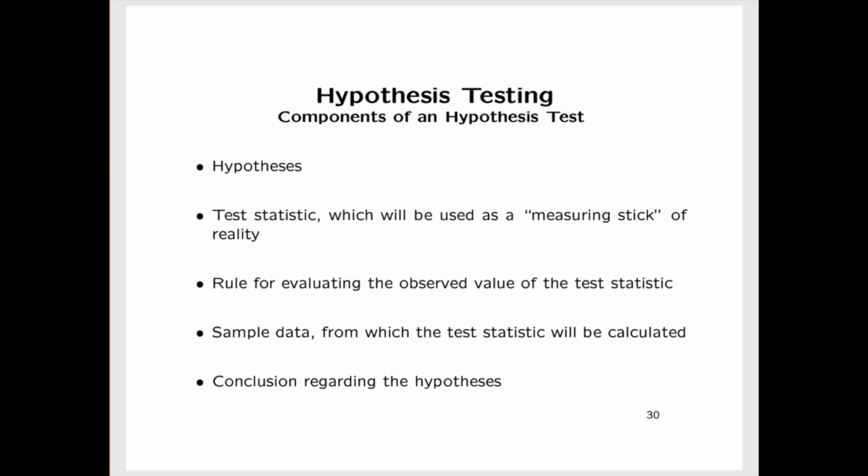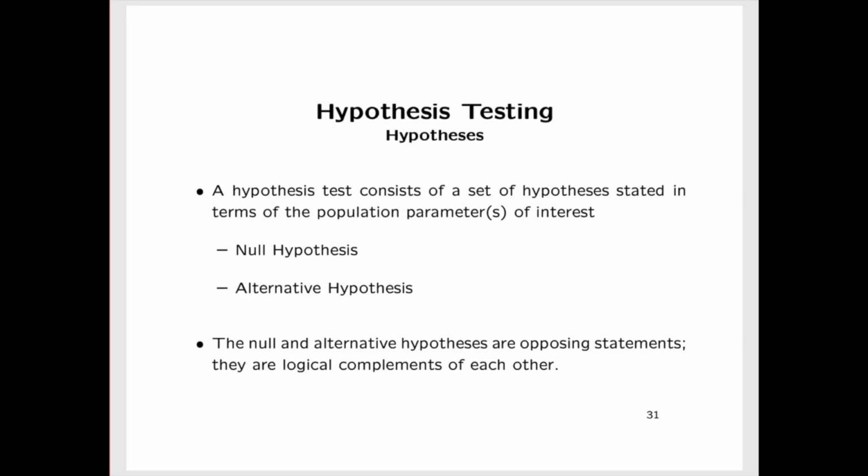Now, the components of a hypothesis test consist of the hypotheses, obviously, a test statistic, which will be used as a measuring stick of reality, a rule for evaluating or assessing the observed value of the test statistic, sample data from which the test statistic will be calculated, and then a conclusion regarding the hypotheses. Now, a hypothesis test consists of a set of hypotheses that are stated in terms of one or more population parameters of interest.